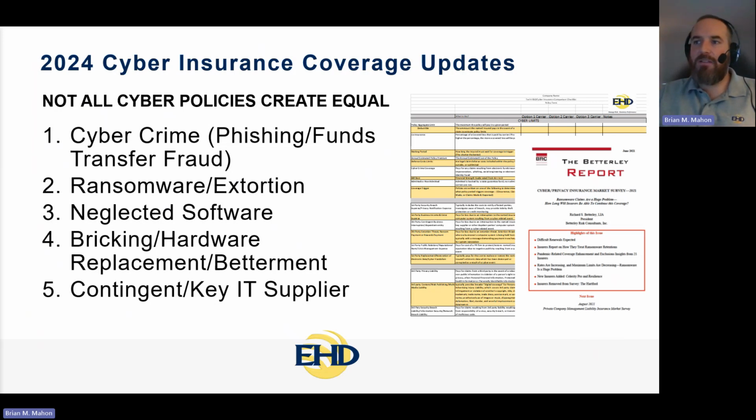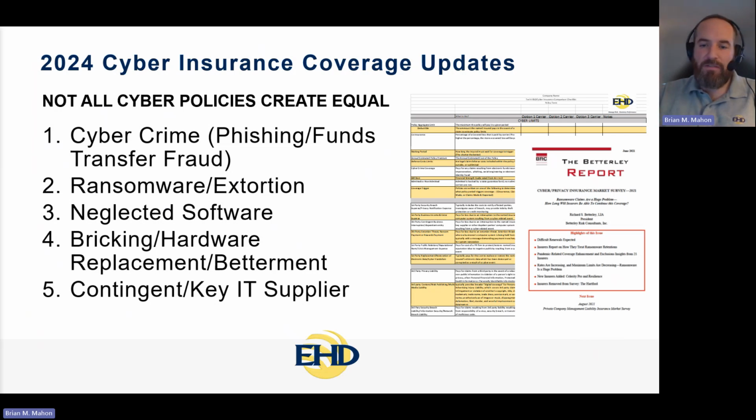Bricking, hardware replacement, this betterment idea, right? There's this concept in the IT world that you have an incident that's so bad it bricks your computers, your endpoints, your phones, your laptops, where they're as useless as a brick. They're literally a hunk of junk. So these cyber insurance policies will actually pay to replace hardware, servers, laptops, computers. But insurance isn't supposed to put you back in a better place than you were before the bad thing happened.